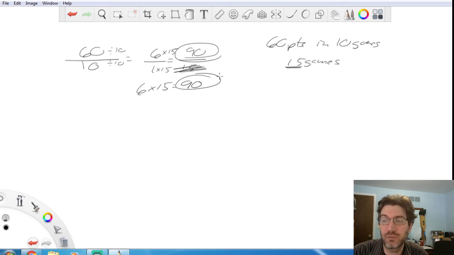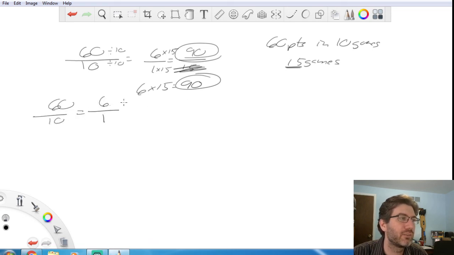Because I took it to the unit rate. So 60 over 10 as a unit rate with a denominator of 1 is 6 over 1. And then how many games did I want? I just multiplied the number of games I wanted by the unit rate, which is 15 times 6.